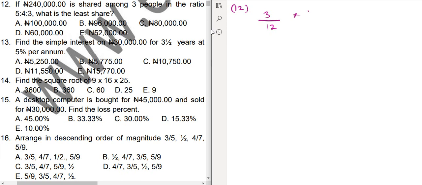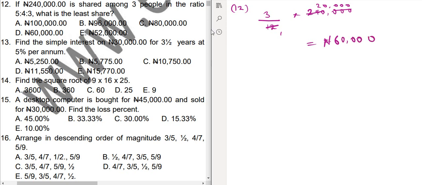240,000 times 3 over 12. 12 into 24 is 2, 12 into 12 is 1, so 20,000. Right? 20,000 times 3 is 60,000. So the last person will get a share of 60,000.